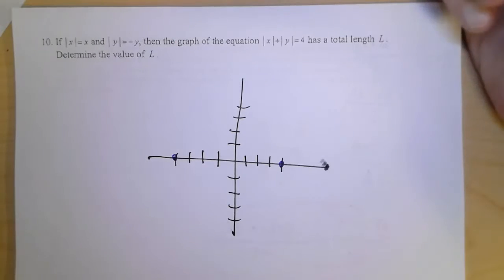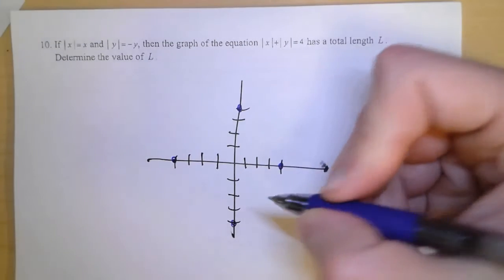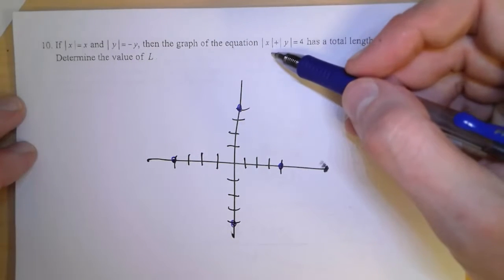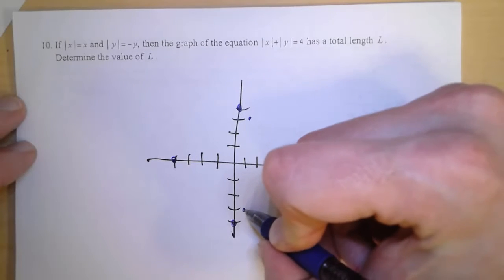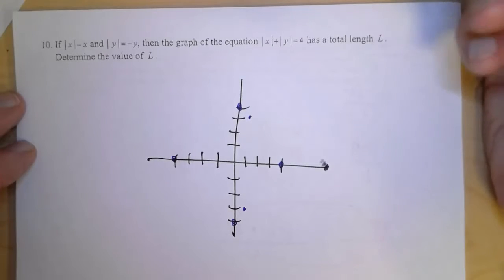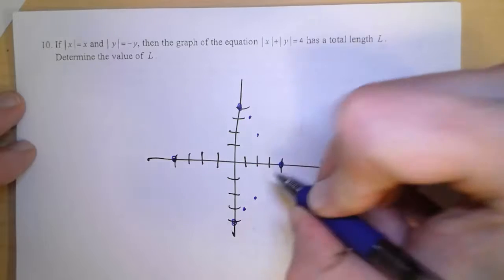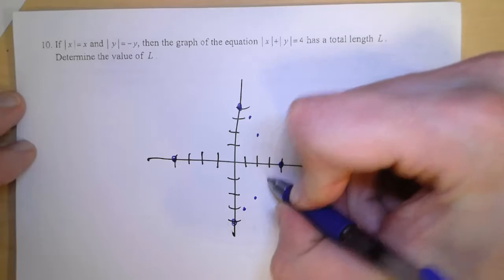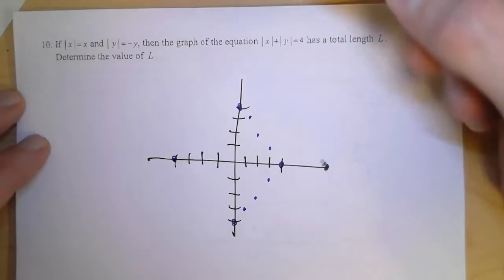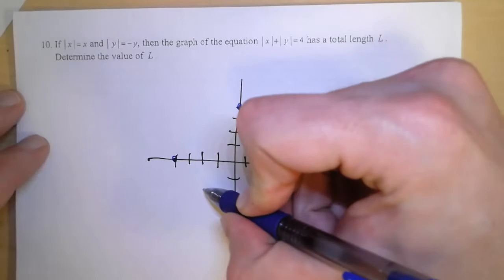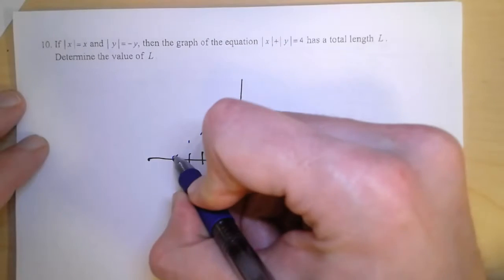What if x were 0? What could y be equal to? It could be equal to 4 or negative 4. All right, what about if x is 1? If x is 1, then y could either be 3 or negative 3, because again, the positives or negatives don't matter. What about 2? y would be 2 or negative 2. And if x is 3, y would equal 1 or negative 1, because it all has to total up to 4. So what we actually get is a square tilted on its side.